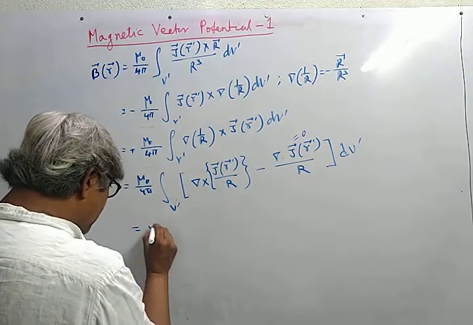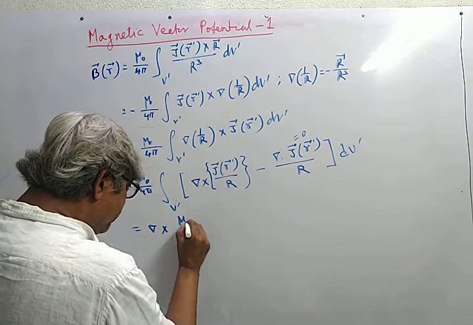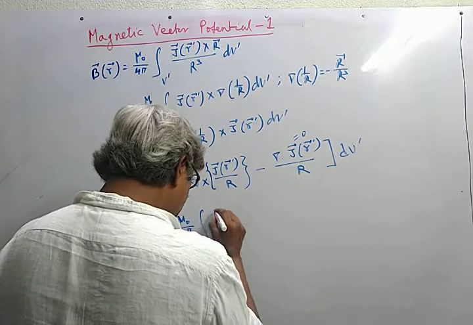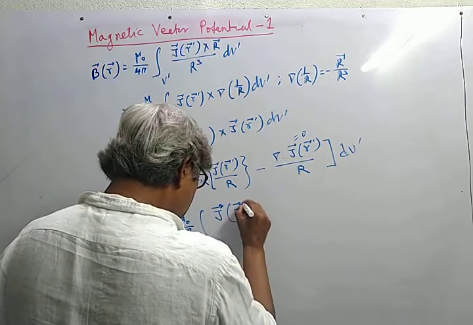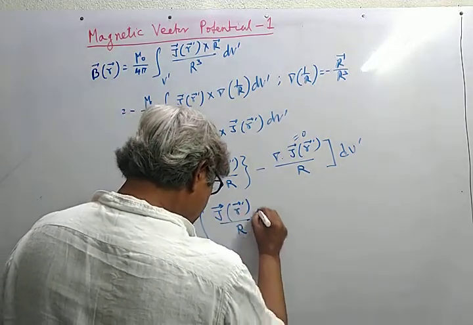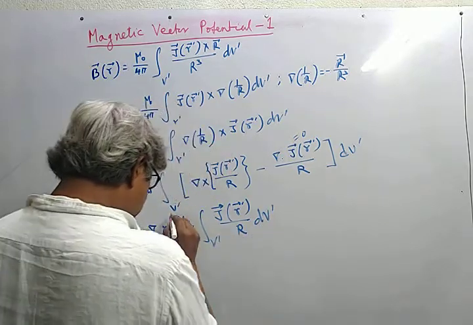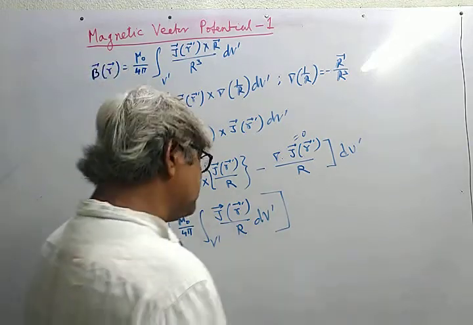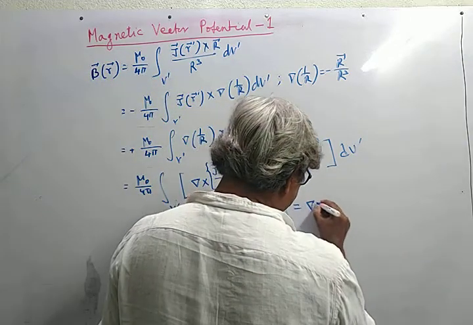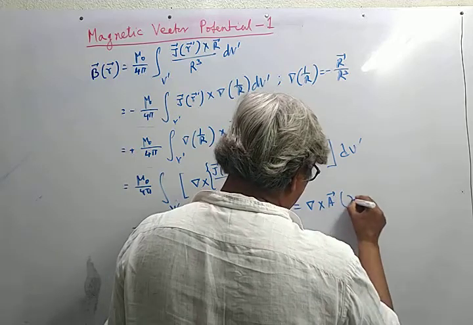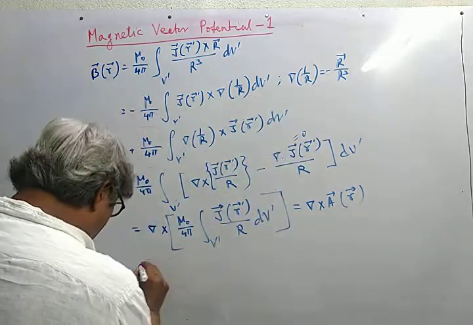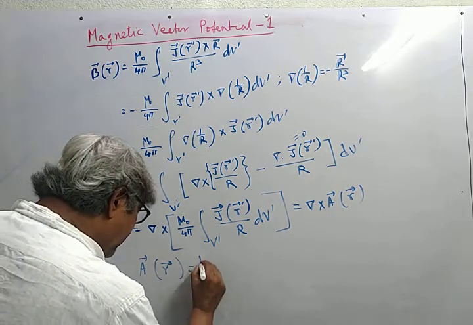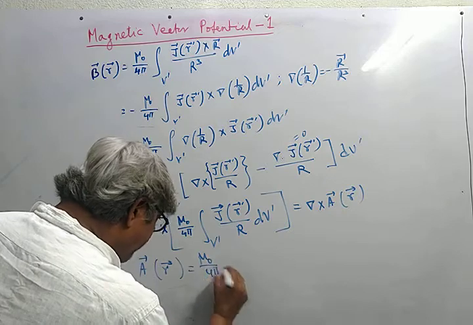So we can write curl of mu 0 upon 4 pi integration of this quantity. Upon integration over primed coordinates, this is a function of r only and can be written as A of r, where A of r is the vector potential at r, which is mu 0 upon 4 pi.